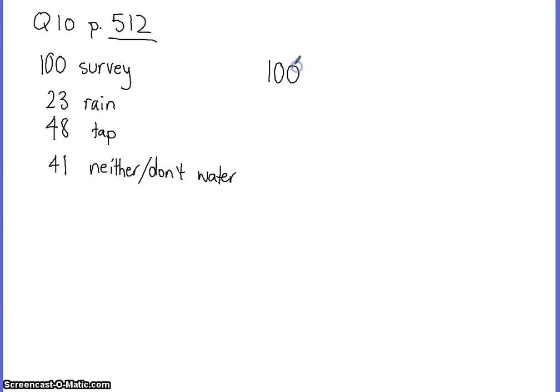Well, if 100 people were surveyed and 41 just don't water their garden, how many people use rain or tap water? It must be 59, mustn't it? Because it doesn't matter what those people use, they're using rain or tap water, but at the end of the day, it's 59 because 41 of them just don't water their garden at all. So you can see here, in this example, there is no Venn diagram, there's no two-way table to begin with, because that's just a simple sort of maths question, a process of elimination.